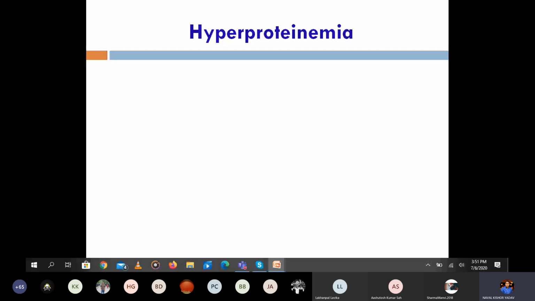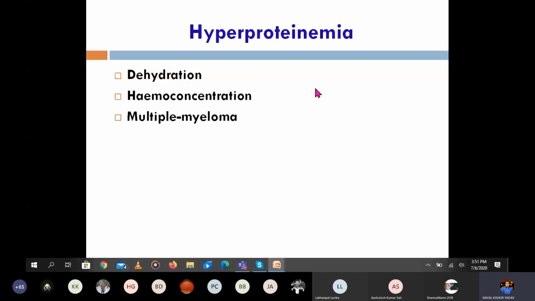So in hyperproteinemia, dehydration. In dehydration the level of protein will increase. If you measure the serum proteins, it will show hyperproteinemia. Similarly, hemoconcentration, multiple myeloma. Multiple myeloma is a cancer of plasma cells, so the globulin chain will be increased. The concentration of globulin will be increased. So if you take the total protein, it will be increased. Even though there will be a decrease in the albumin, total protein will be increased due to the increase in the globulin fraction.